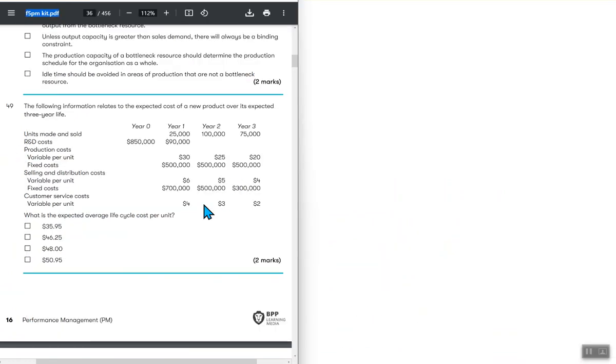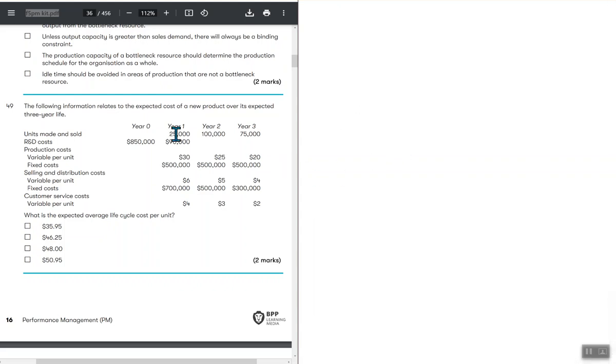Okay. What is the expected life cycle cost per unit? The following information relates to the expected cost of a new product over its expected 3 years life. Units sold and made, research and development cost, variable cost, production cost, variable cost, and then fixed cost, sales and distribution cost, variable cost per unit, and then customer service cost, variable. Okay, let's see. Remember, fixed cost, just add it together.